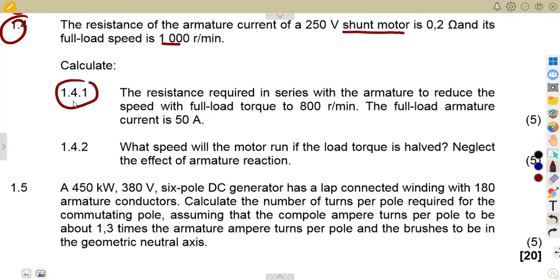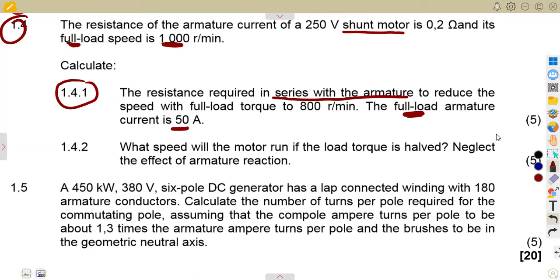Calculate 1.4.1, the resistance required in series with the armature to reduce the speed with the full load. At full load, it was 1000. Now it's reduced to 800. The full load armature current is 50 amps. The full load, when it is at full load, that is at original conditions.